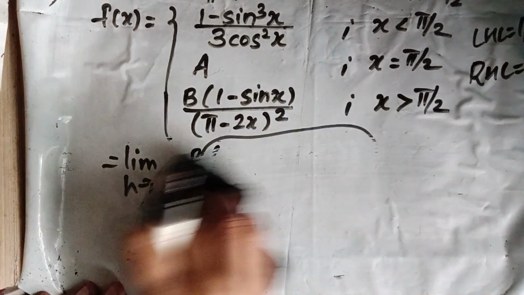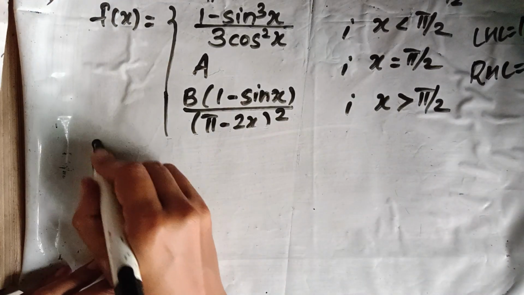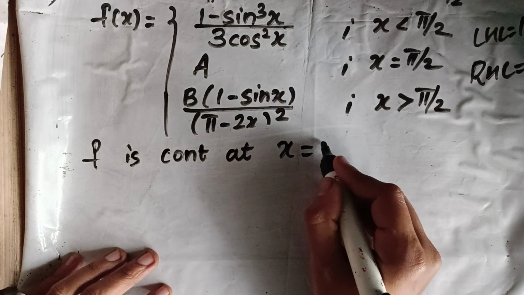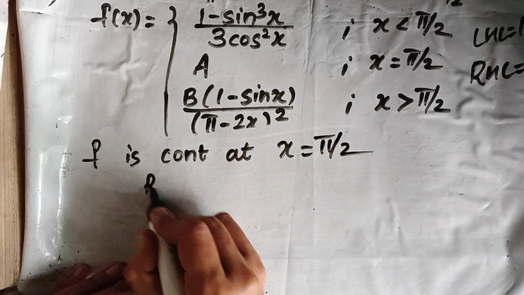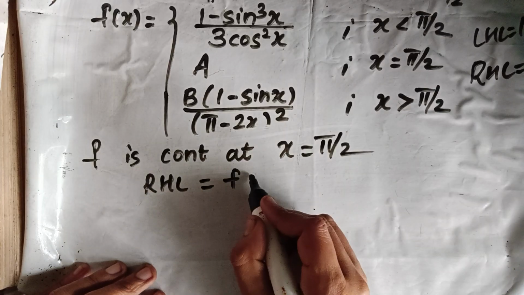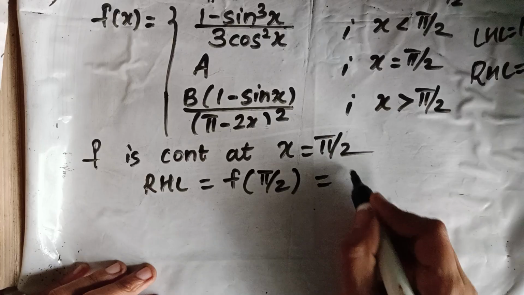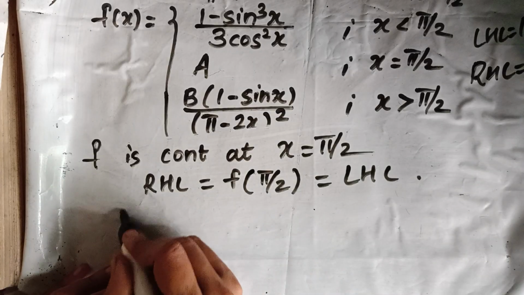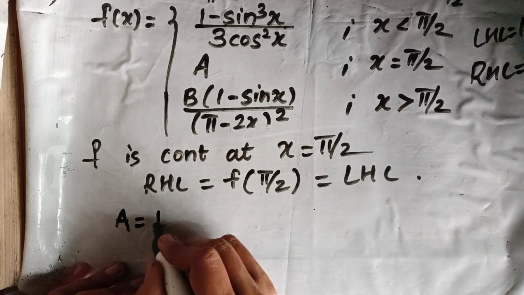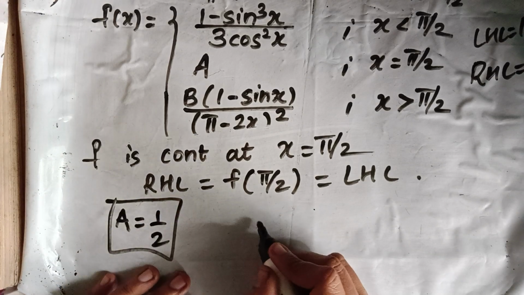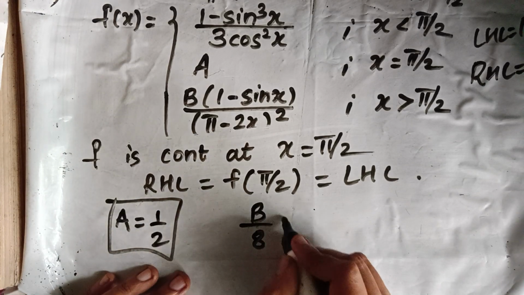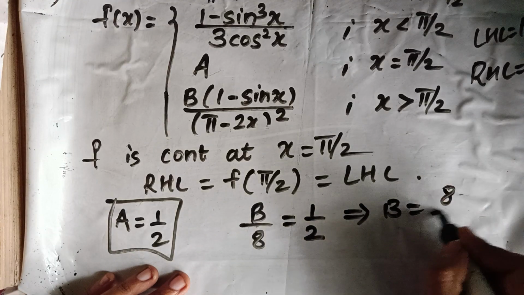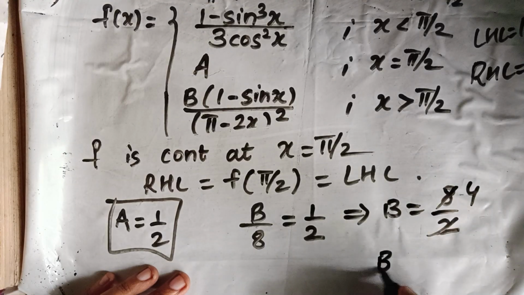So now as f is continuous at x equal to pi by 2, RHL is equal to f of pi by 2 is equal to LHL. So f of pi by 2 is given a, equal to LHL, which is half. Okay. Then b by 8 we can equate it to a, that is half. So we'll get b equal to 8 upon 2. So b is equal to 4.